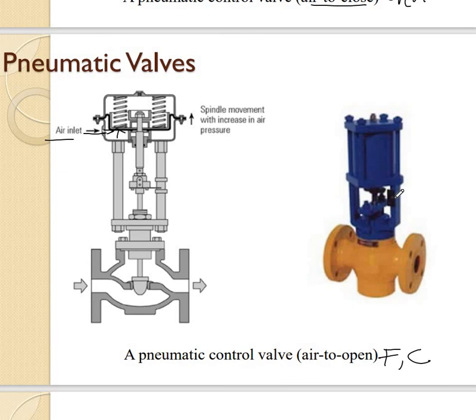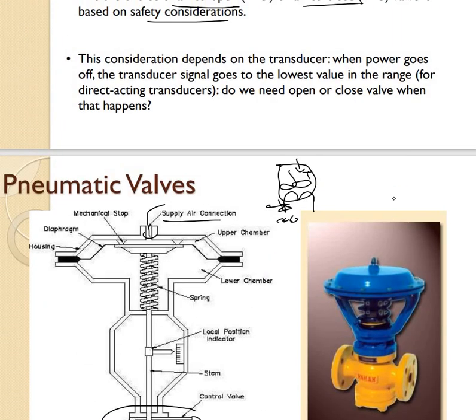So if we use this fail close valve at this reactor system in an emergency, the control valve will directly close the cooling water, and it will cause the reactor to heat up. It is very dangerous. It may cause an explosion. So that's why we need to choose the correct type of valve for the correct process.